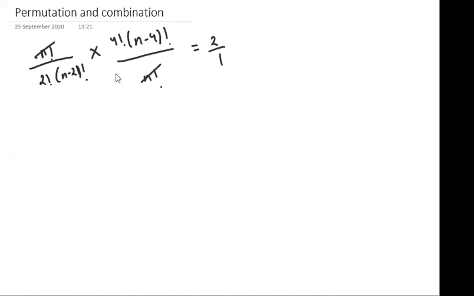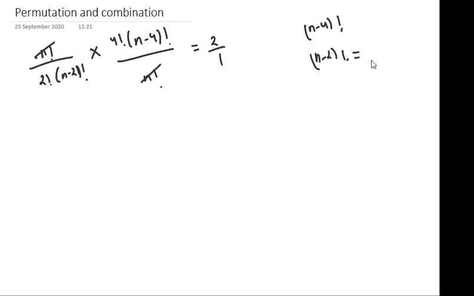Now, tell me, out of n minus 4 factorial and n minus 2 factorial, which is bigger? Just put any value in place of n and you will get the answer. Yes, very good, n minus 2 factorial is bigger. Put n equal to 6: 6 minus 2 gives 4 factorial, and 6 minus 4 gives 2 factorial. So obviously this is bigger.